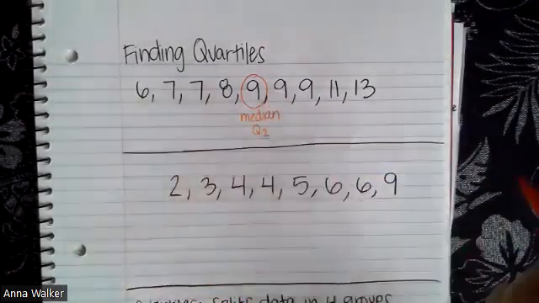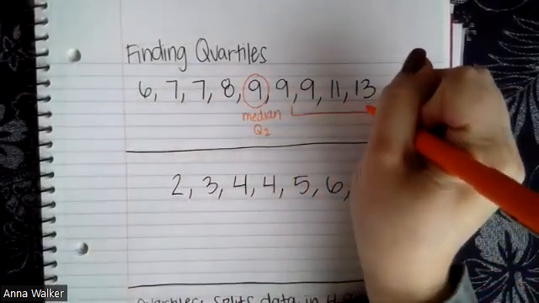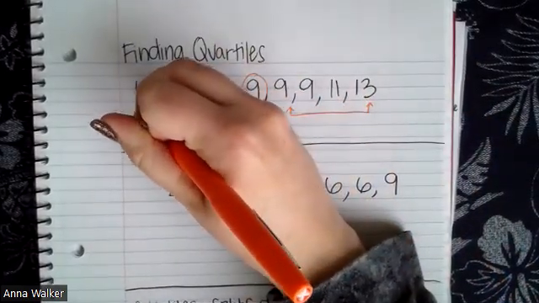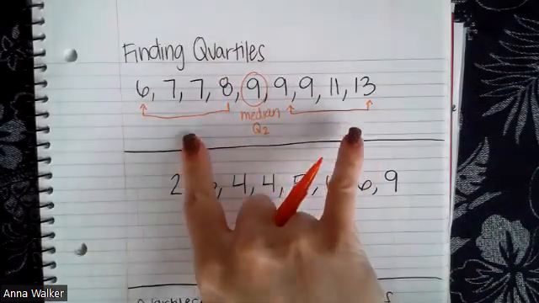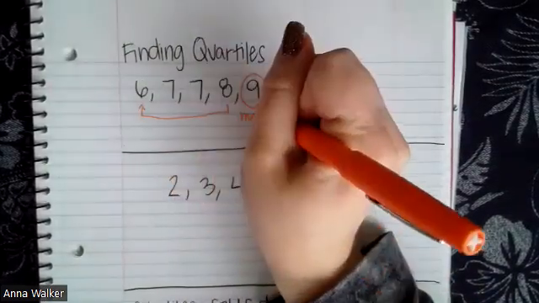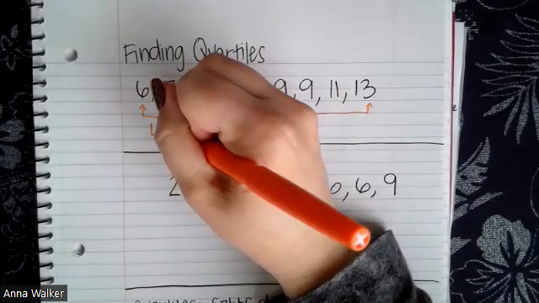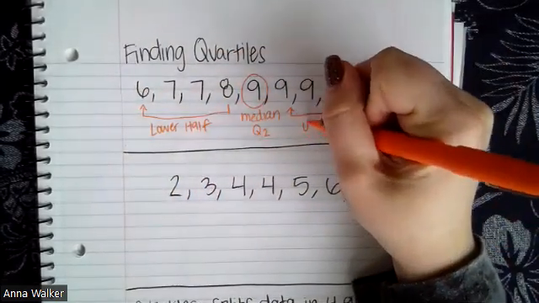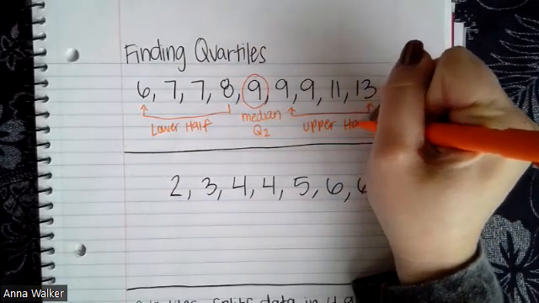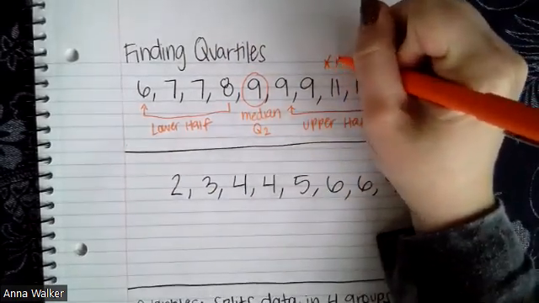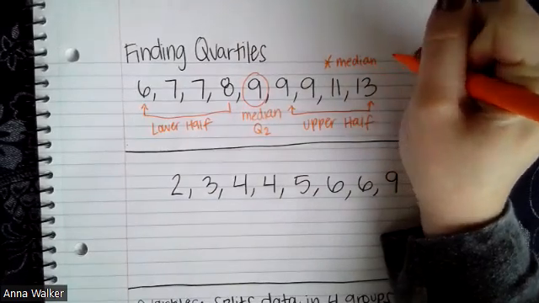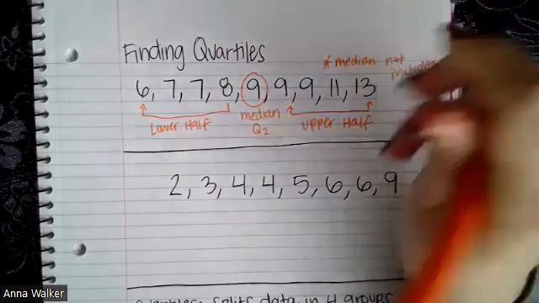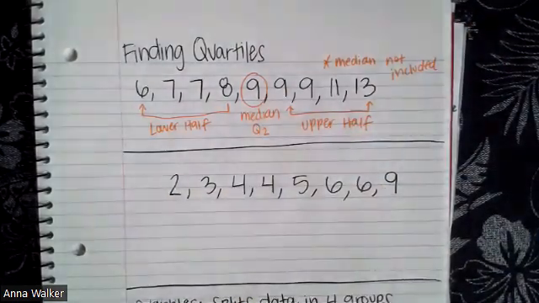So once we have our median, everything that is above the median and everything that is below the median are the two halves of the data. Everything that's below the median is known as the lower half, and everything that is above the median is known as the upper half of the data. You'll notice that the median is not included. It's kind of its own separate number.